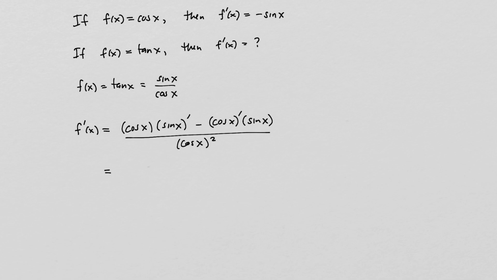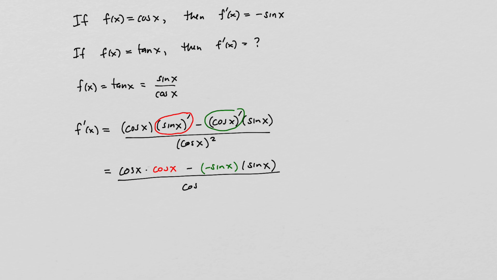So now let's just compute these derivatives. We have cosine of x multiplied by the derivative of sine of x, which is cosine of x. Then we have minus the derivative of cosine of x, which is negative sine of x, and then times sine of x, all divided by cosine squared of x. Now if we just simplify this, cosine times cosine is cosine squared. When you subtract a negative, you get a positive. Sine times sine is sine squared.